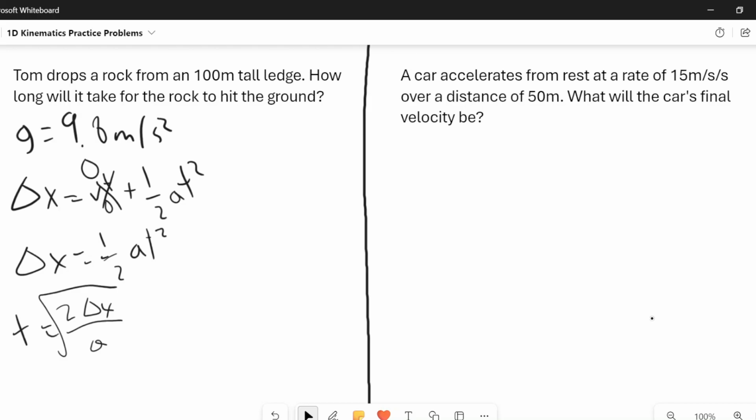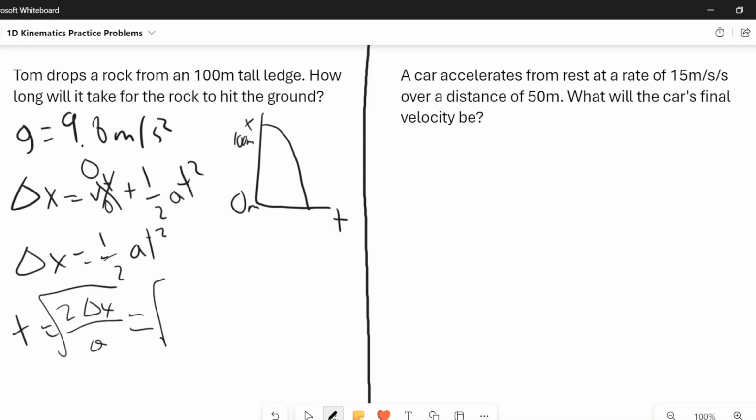Okay, so since we know this, we know the initial height, so we can draw a little diagram here. So we know it starts at a height of 100 meters, and it goes to a height of 0 meters, meaning its displacement is negative 100 meters. We also know that the acceleration is negative 9.8 meters per second squared, because acceleration is downwards, which is treated as negative in this case.